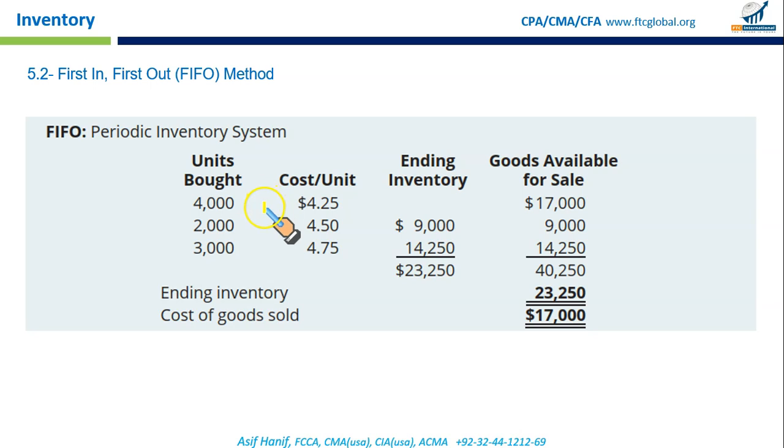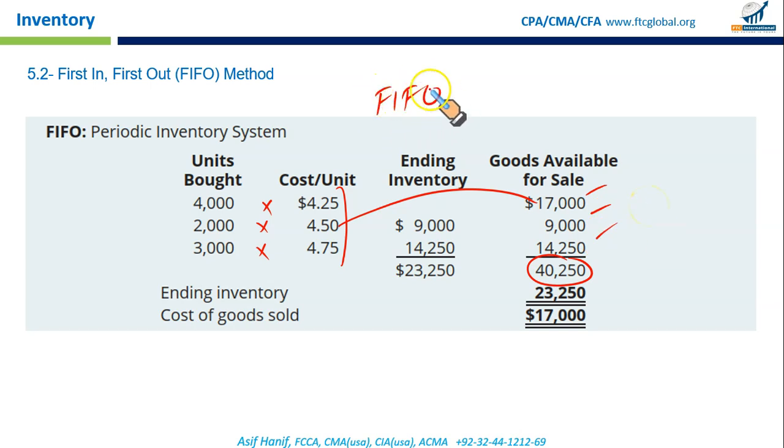So these are your purchases in total: 4,000 at this rate, 2,000 at this rate, and 3,000. So this all gives you 9,000 as the goods available for sale. This is just what I've marked. Now, since we are using FIFO periodic, at the end of the period, we have how many? Remember, we have total 9,000 units available for sale. Of this, we have sold 4,000. That means we have 5,000 units in the ending inventory.